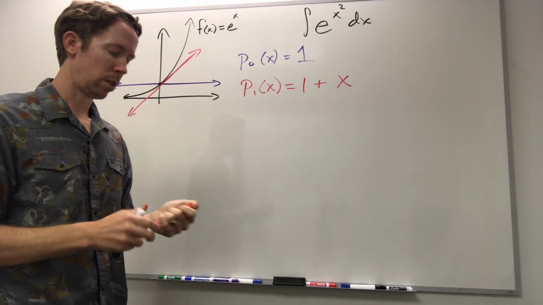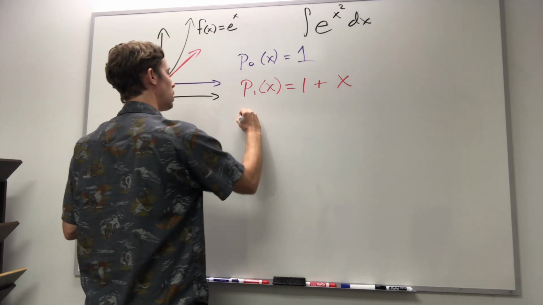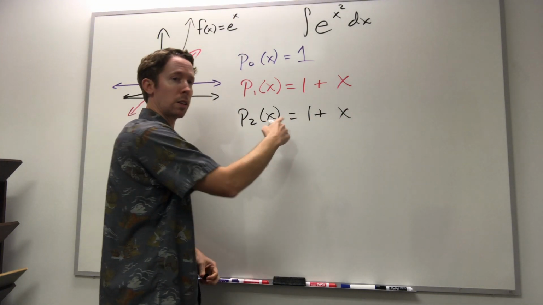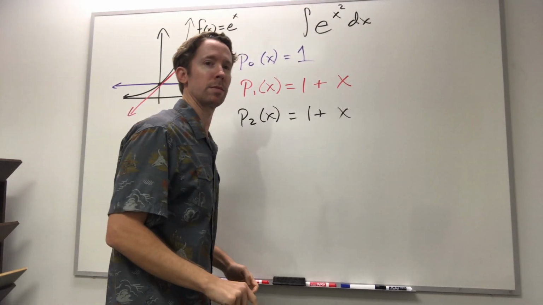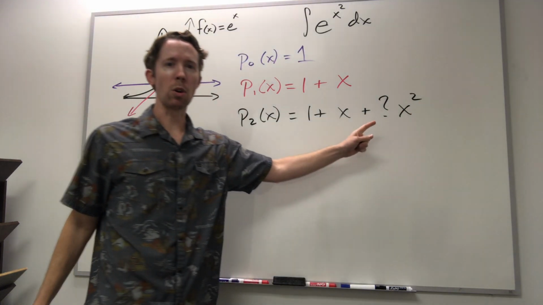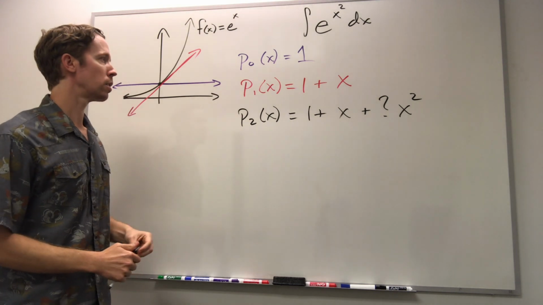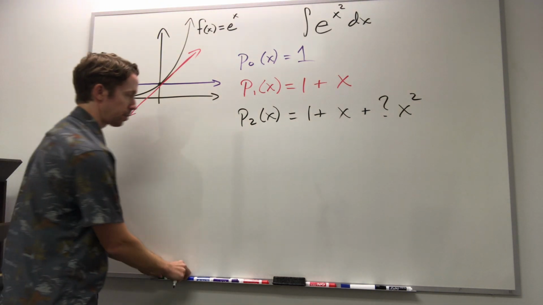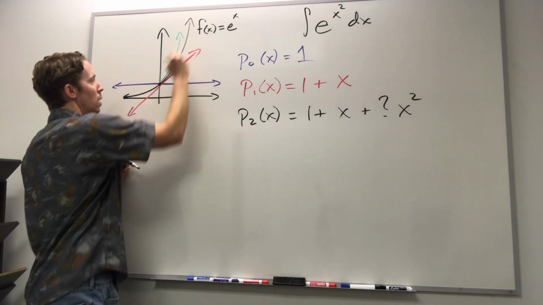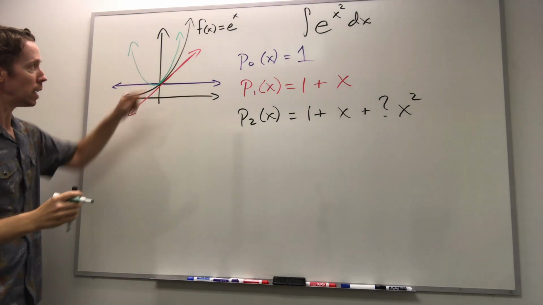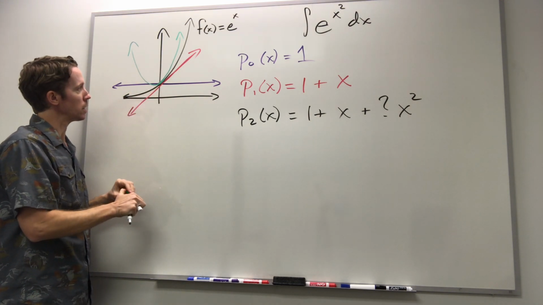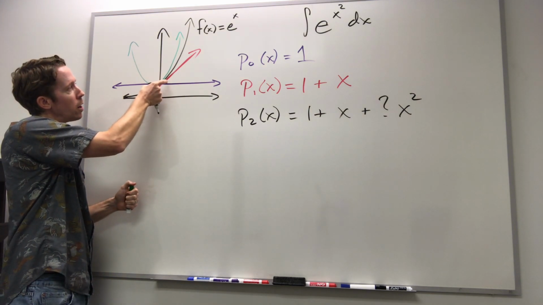Now what I would like to do is go up 1 more degree. So I want p2. And I'm going to keep the 1 plus x. And then I'm going to have a coefficient in front of x squared, and I don't know what that coefficient is yet. So the idea is that if I allow one more power of x, I'll have a function that approximates e to the x better for a longer range, or at least for some little area around x equals 0.